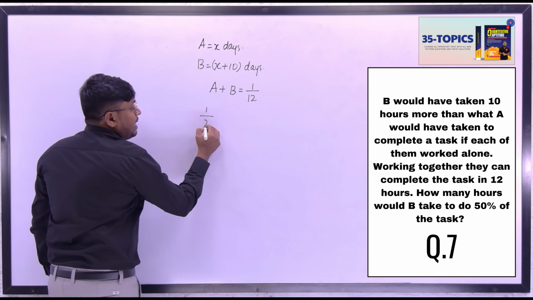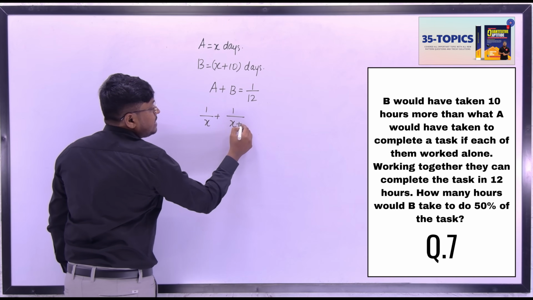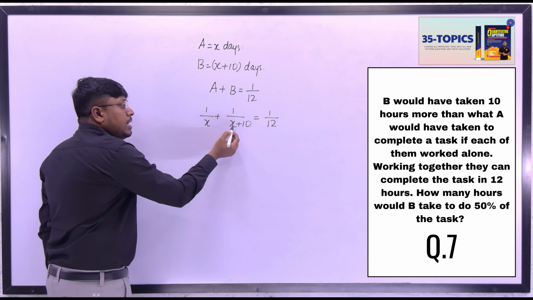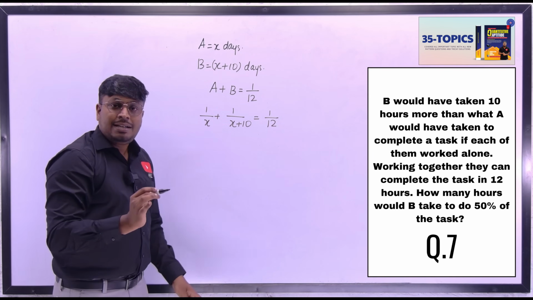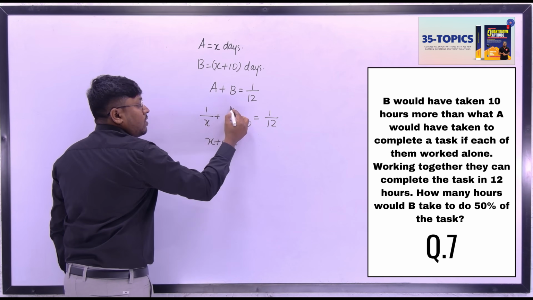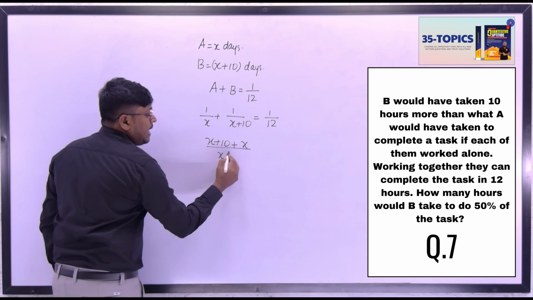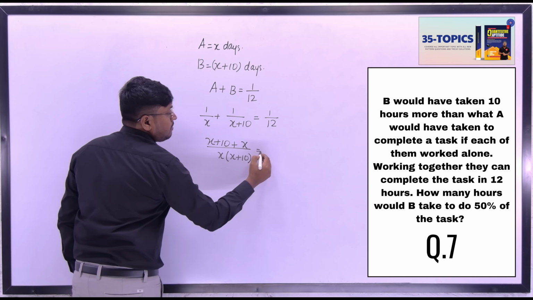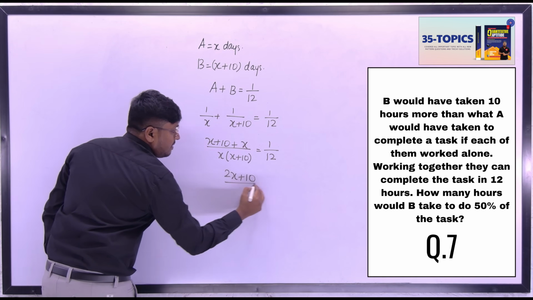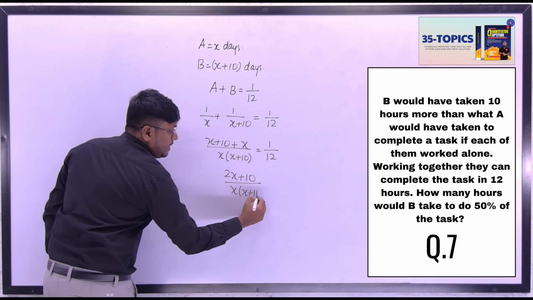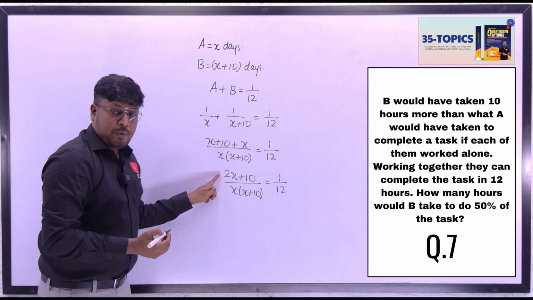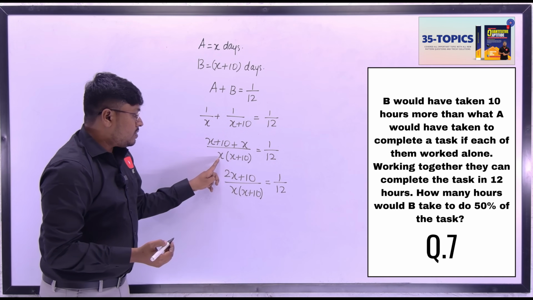So A will be 1 by x, B will be 1 by x plus 10, is equal to 1 by 12. So be careful while taking LCM here. If you can take LCM, or else better cross multiply it. If you cross here, this will be x plus 10. And if you cross this number, this will be x divided by x into x plus 10. Numerator: so 2x plus 10 divided by x into x plus 10 is equal to 1 by 12. Yes or no? Because x plus x will be 2x, and the remaining we have 10 here. So x into x plus 10.